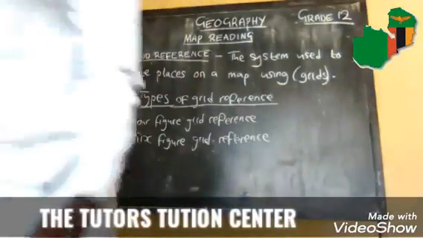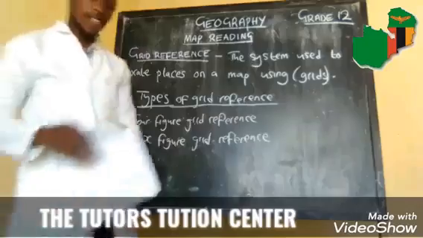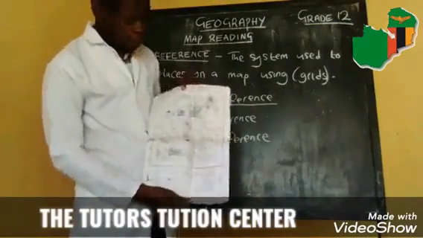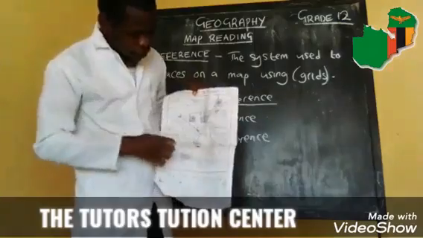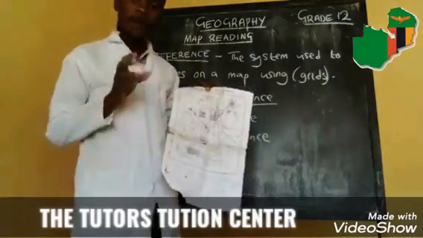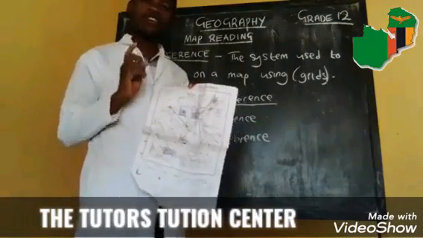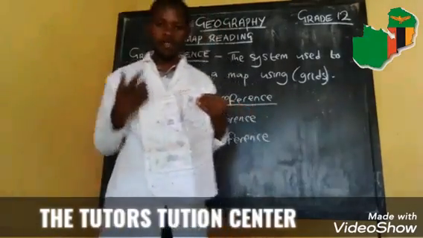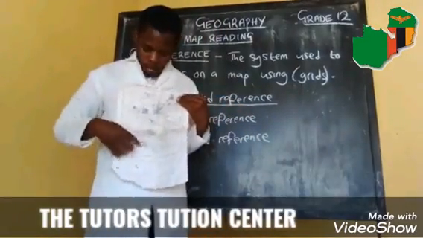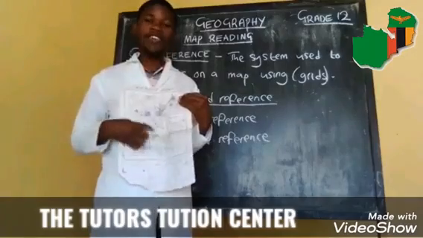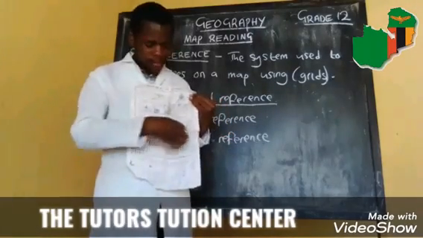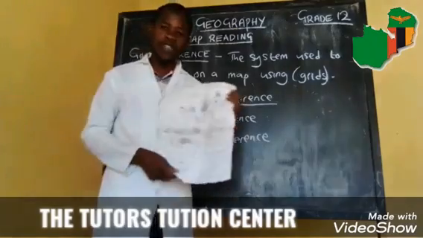So in short, grids are boxes that are made of eastings and northings. On this map reading here, we have got these boxes. These grids are boxes that are made of eastings and northings. Whenever you hear the word northings, it refers to all these lines that are increasing going to the north. Then eastings are these lines that increase going to the east.